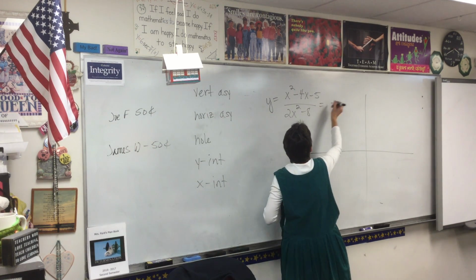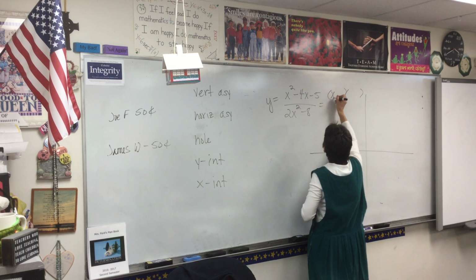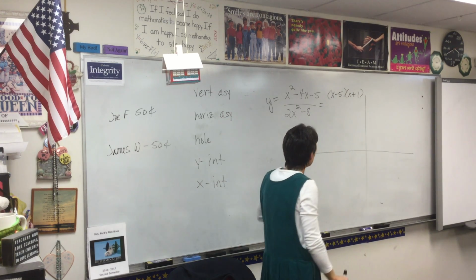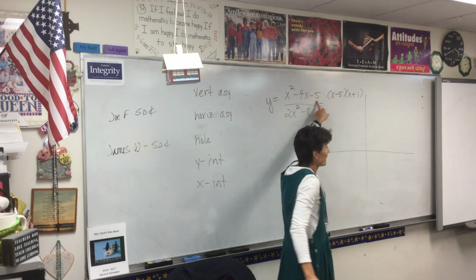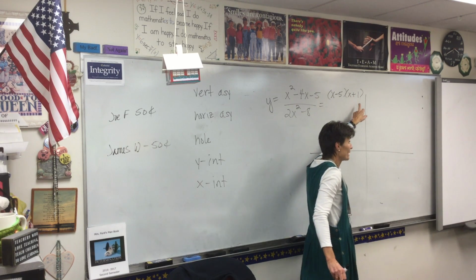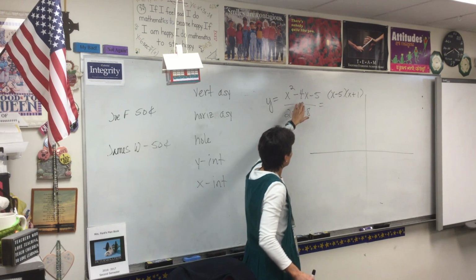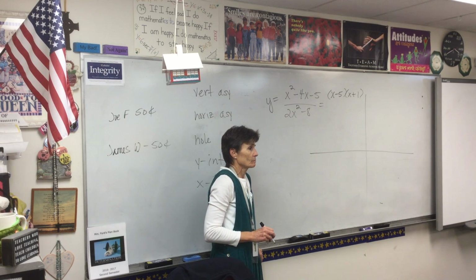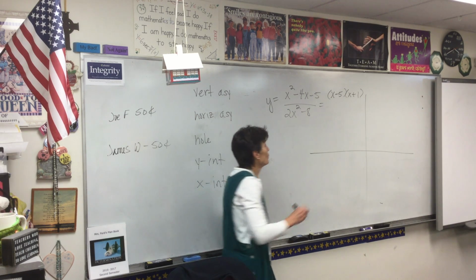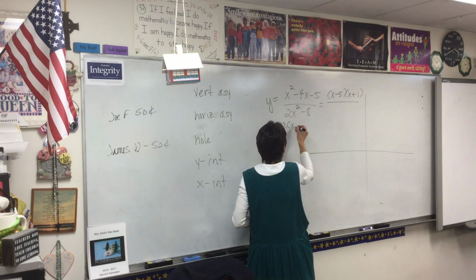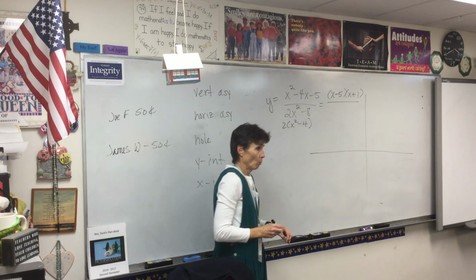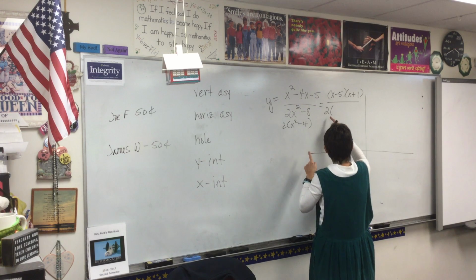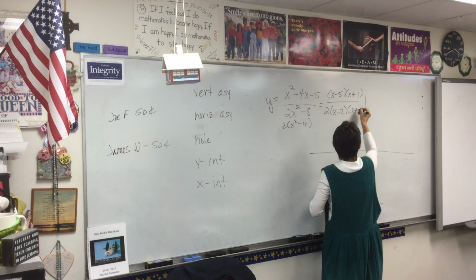How does the top factor? x minus 5, x plus 1. Remember, when you FOIL it, you have to get a negative 5 on the end. So it's got to be a negative 5 and a positive 1 to give you a negative 4 in the middle. Now, what about the bottom? What do you notice about the bottom? You can take out a 2. And when we take out a 2, we are left with the difference of squares. So the bottom is our 2, and then x minus 2, x plus 2.